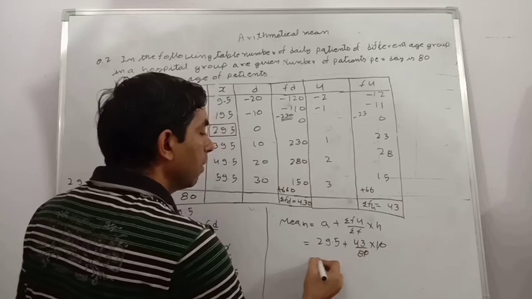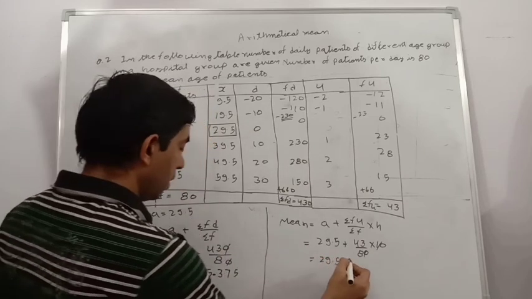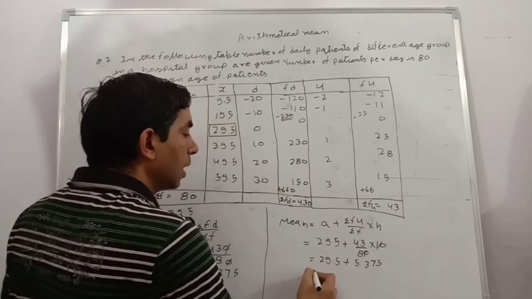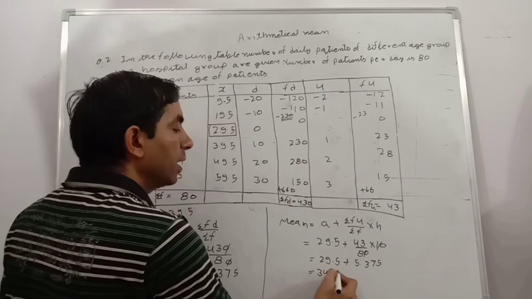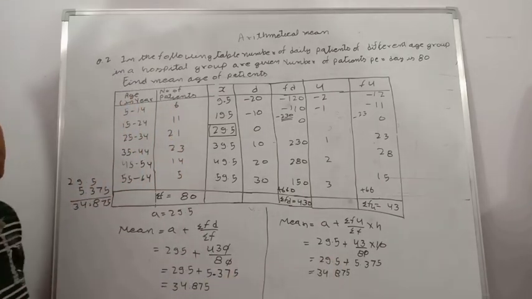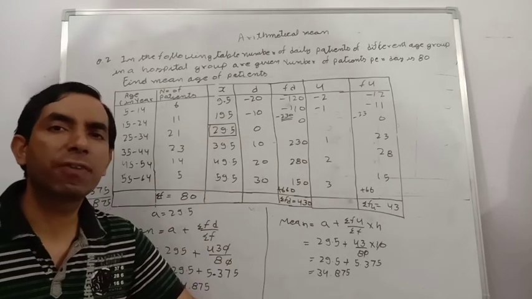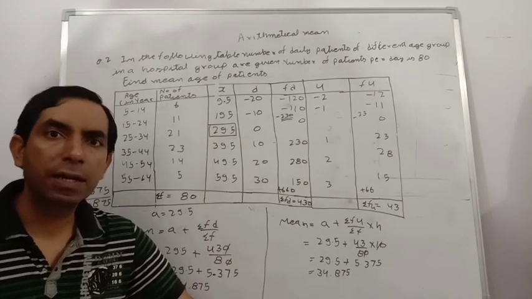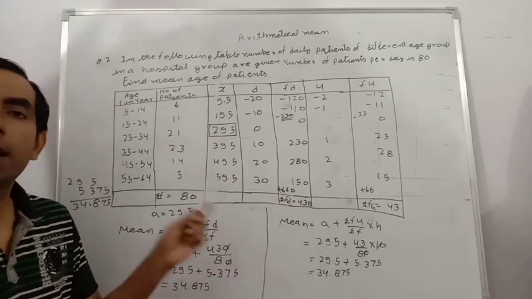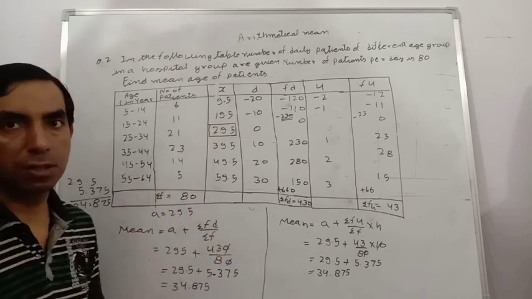So put the values. A is 29.5 plus 43 upon 80 multiplied by 10. Zero cancels, then divide: 29.5 plus 5.375. Then our answer is 34.875. Both times our answer is the same. The assumed mean and simple mean sometimes have some difference, but in the common way, the answers of assumed mean and mean are the same. A lot of the time we use the assumed mean method.